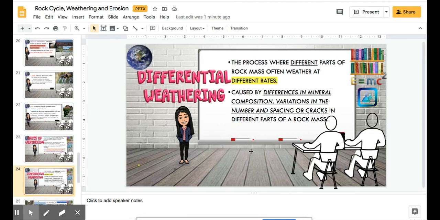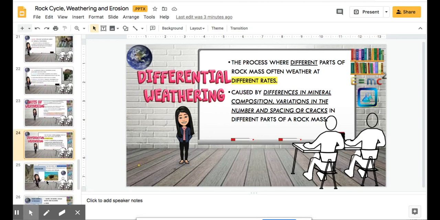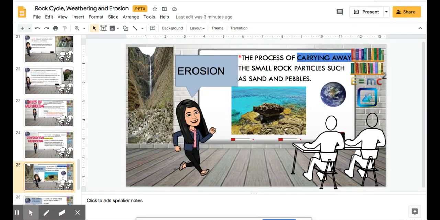What is differential weathering? Differential weathering is simply the process where different parts of a rock mass often weather at different rates. This is caused by differences in mineral composition and variations in the number and spacing of cracks in different parts of the rock mass. What is erosion?